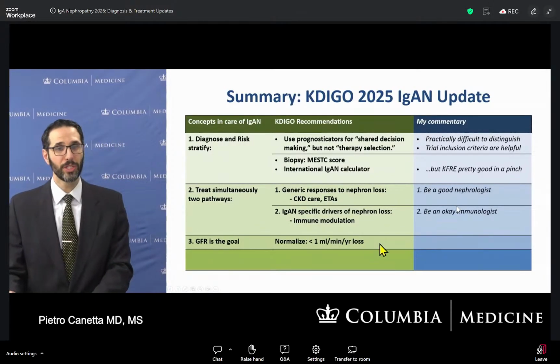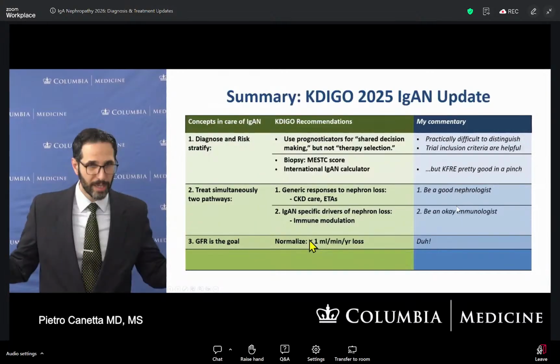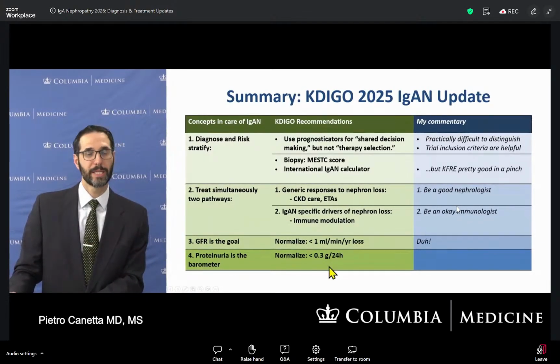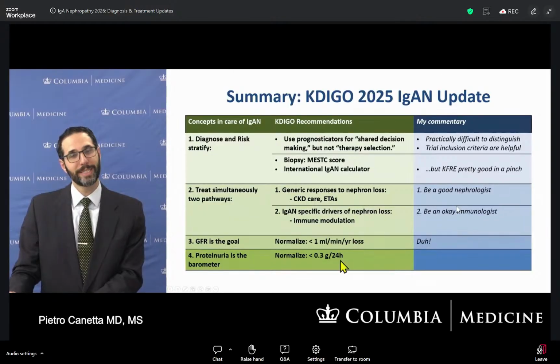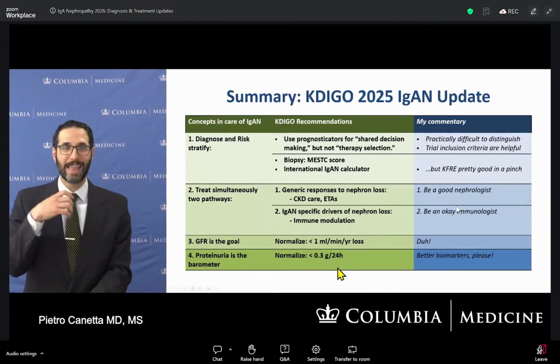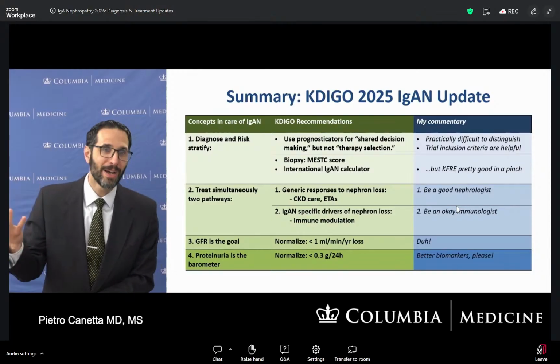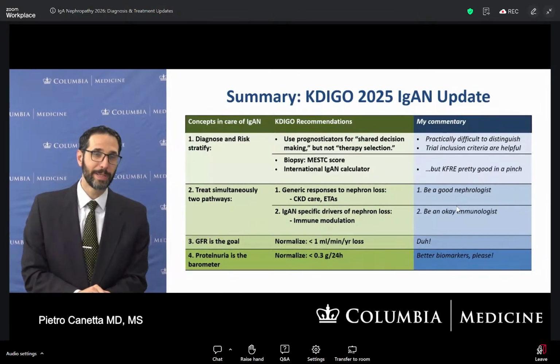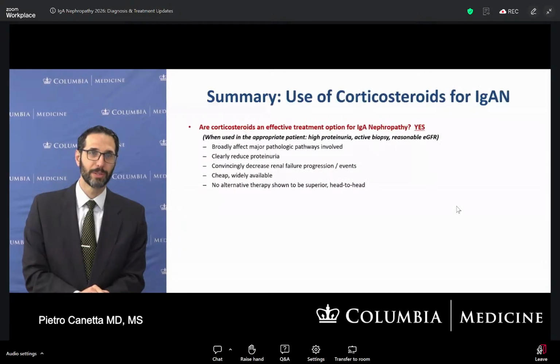GFR is the goal. You want to normalize the GFR, of course, that's what we always want to do. But I think proteinuria is the barometer. And KDIGO really tells us, get it as low as you can, normalize it. And I think that really highlights that we need better biomarkers than just proteinuria in the future. Yes, we want to normalize, but it would be great to have other biomarkers to tell us how we're doing.